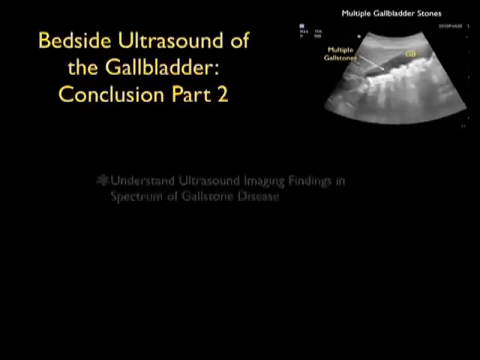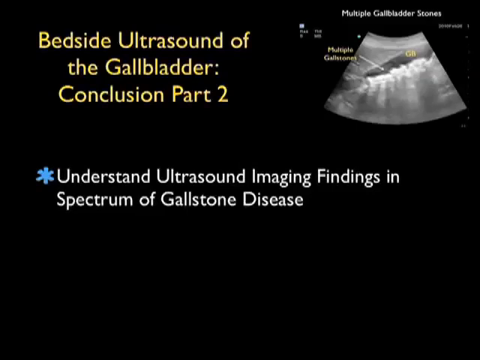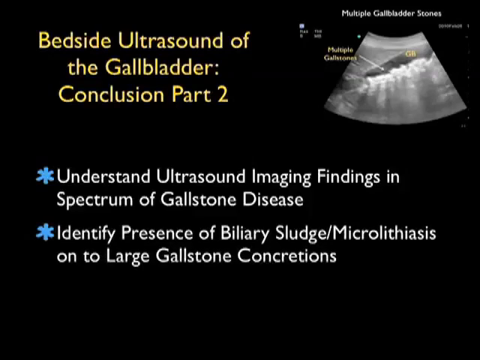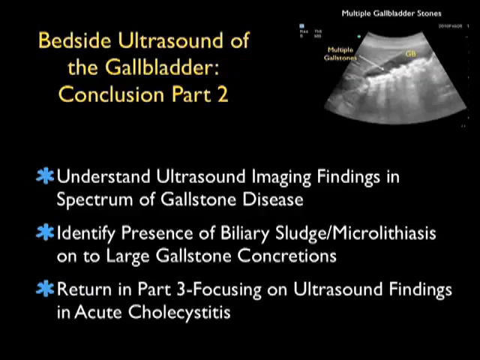My conclusion points for this Soundbites module going over part 2 of bedside ultrasound of the gallbladder. Hopefully through this module you now understand the ultrasound imaging findings in the spectrum of gallstone disease that may be seen in patients presenting to the emergency department with abdominal pain. I hope also that you can identify the presence of biliary sludge or microlithiasis that can be seen as the first finding of deposition of cholesterol crystals, on to the identification of large gallstone concretions. And last, I look forward to seeing you back as Soundbites continues and as we go on to Gallbladder Sonography Part 3 that will focus entirely on the ultrasound findings in acute cholecystitis.